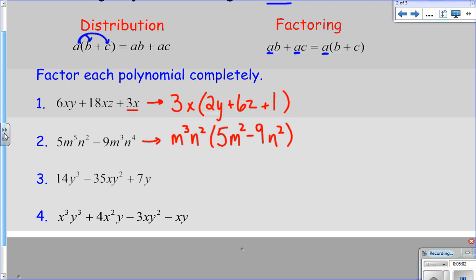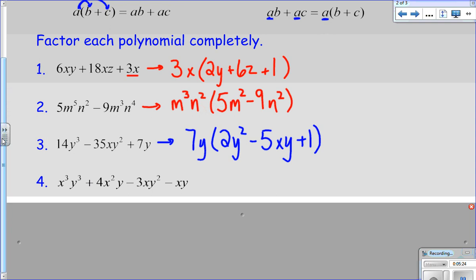Okay, now you should have done 3 and 4. Let's look at our answers here. Our GCF of number 3 should be 7y, and that would leave you, inside your trinomial, with 2y squared minus 5xy plus 1. And for the last example, our GCF should have been xy. And so that would leave us with x squared y squared plus 4x minus 3y minus 1 at the end.